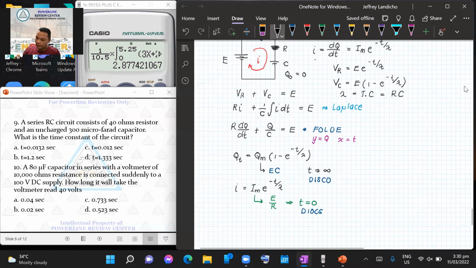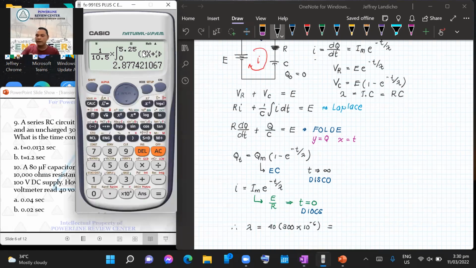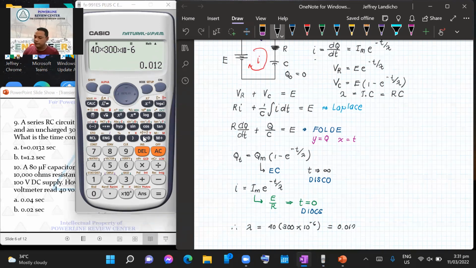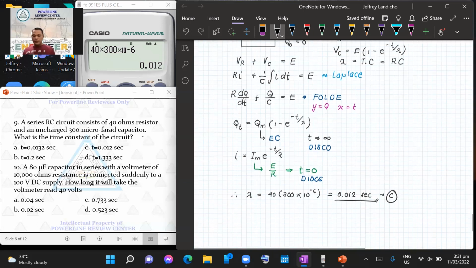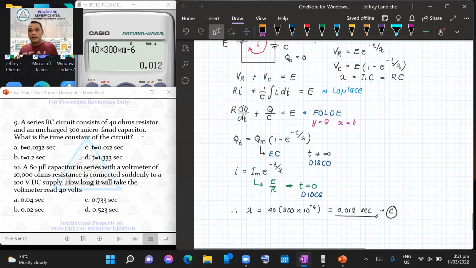Therefore, time constant for this RC circuit, resistance that is 40 multiplied capacitance of 300 micro. So meron tayong time constant. 40 times 300 micro. So ilan yan? 0.012. Yun lang siya kapatid, no? Na-recall lang natin yung kanyang specific equation. Anong letter? Ayun. This should be choice C. Okay? So, any question regarding problem number 9? No? Hinanap lang yung time constant.